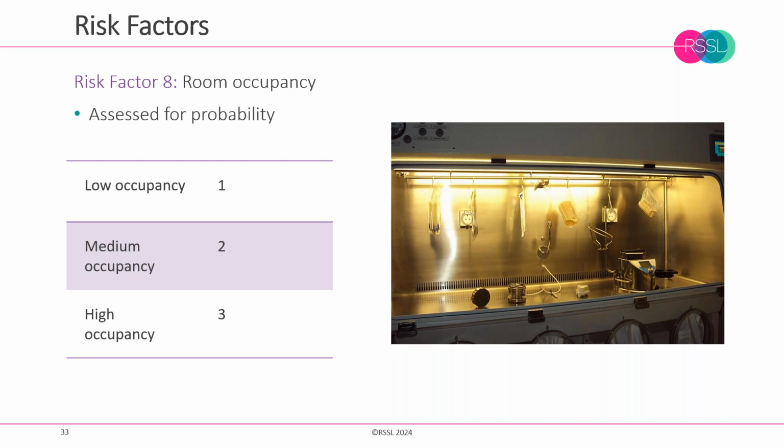The eighth risk factor related to the number of people within the clean room. And here the inference is that the more people in the room, then the greater the likelihood that contamination could occur, given that people under most reviews come out as the greatest source of contamination within the clean room. So we can define different occupancy levels, and this may also be related to room size, that there may be other variables that we wish to factor in.